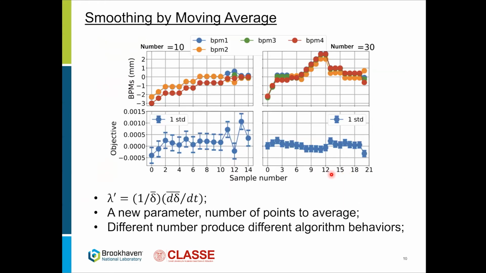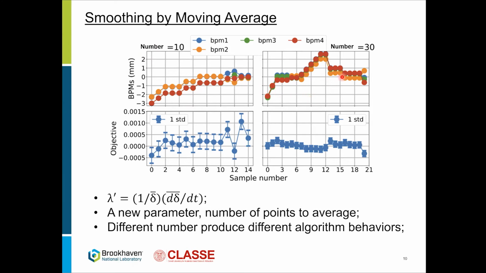We fix it by using an average value of the beam size data, which gives us a new parameter: the number of points to average. If you use different numbers to average, you get different algorithm behaviors. Here we tried several values, and here are 2 of them. If you use a number too small, like 1, it makes no difference from the point value. The objective is still very unstable, and it makes the algorithm very hard to converge.